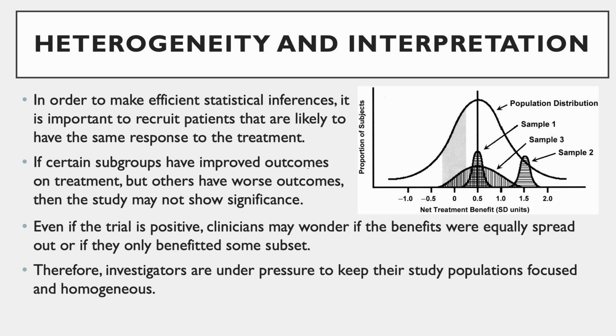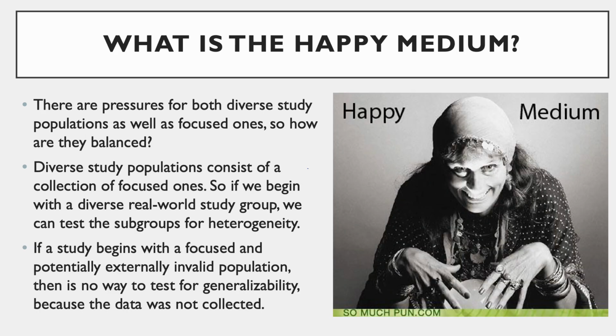When the trial population is very diverse, clinicians may also wonder if the benefits were equally spread out, or if they really only benefited one small subset of the group. Therefore, investigators are under a pressure to keep their study populations focused and homogeneous, and to have a lot of exclusion criteria to shape the population to have efficient outcomes. So there are pressures for both diverse study populations as well as focused ones. So how should we balance those?